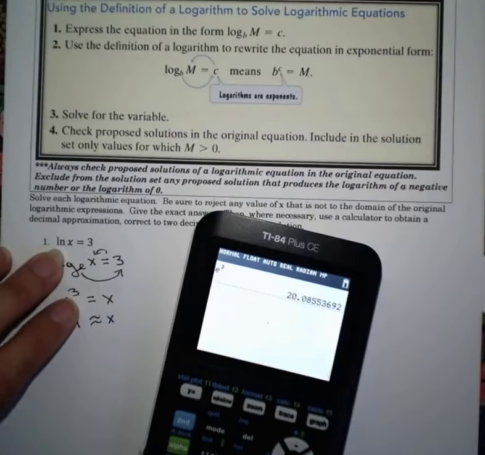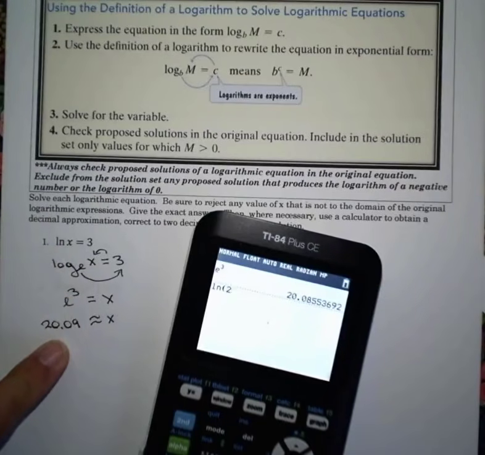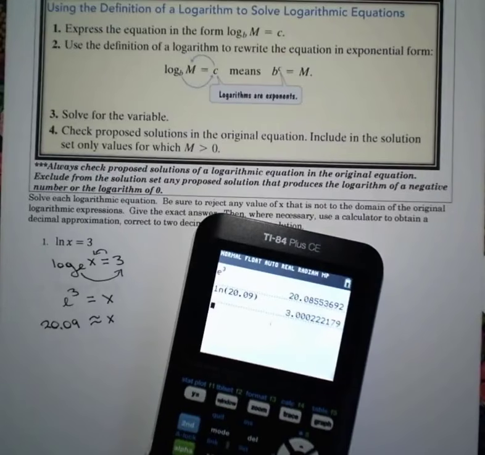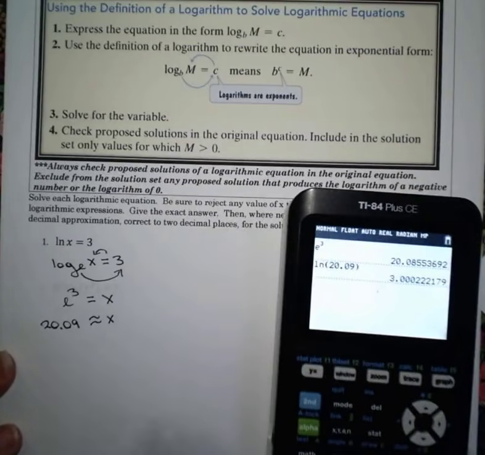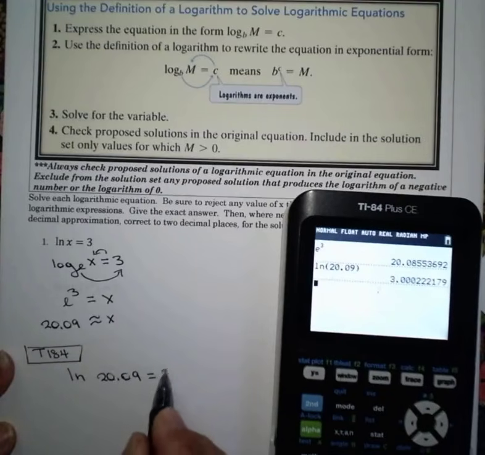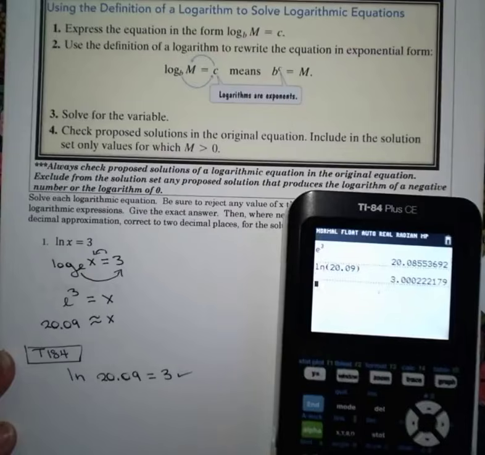But I do want to note one thing with you. If I said the natural log of 20.09 and entered that, I would get my 3 back, or really, really close, right? Because I used a decimal approximation there. So if I use my calculator, I can check it. When I plug in the natural log of 20.09, I say, yep, that is equal to 3, or really, really close to 3.